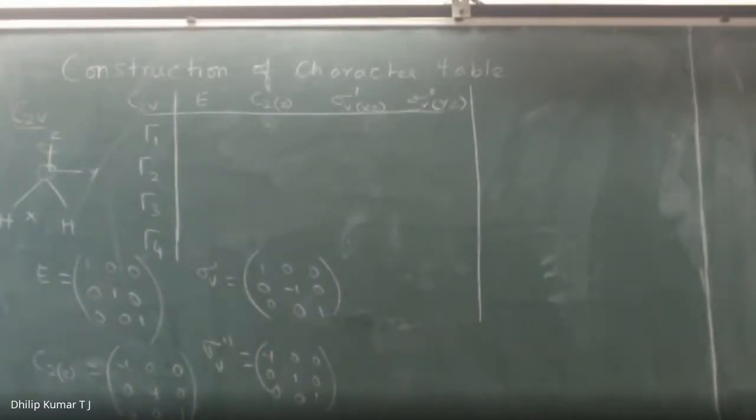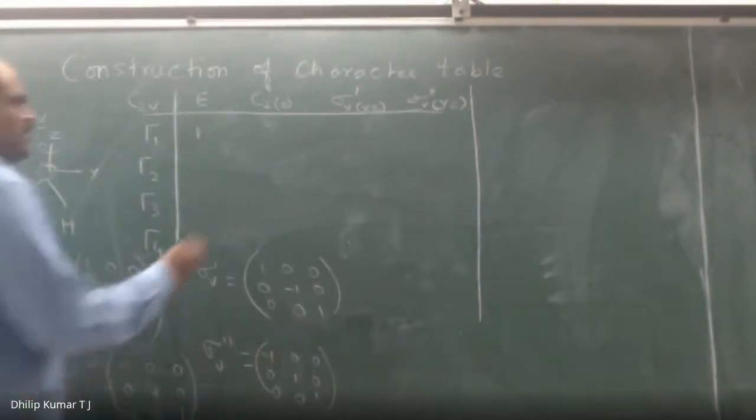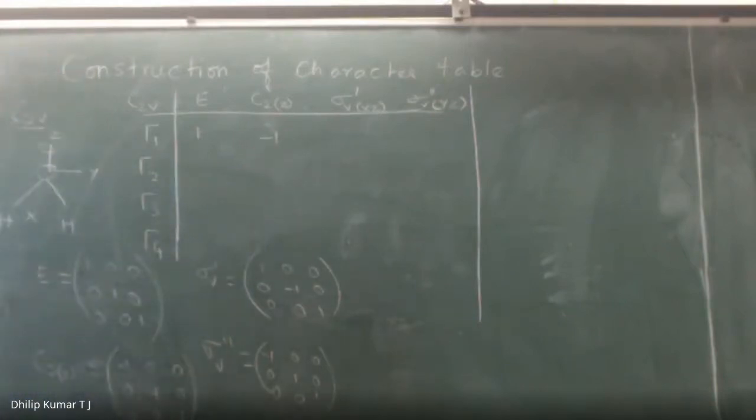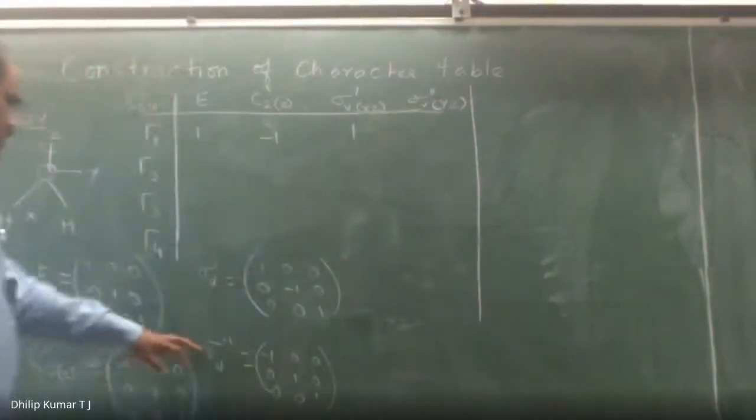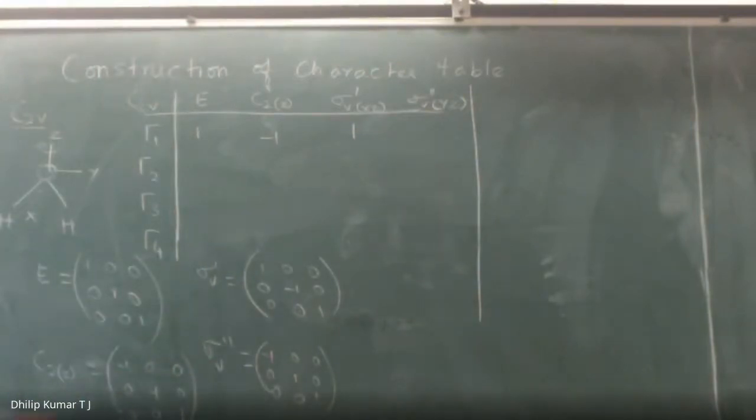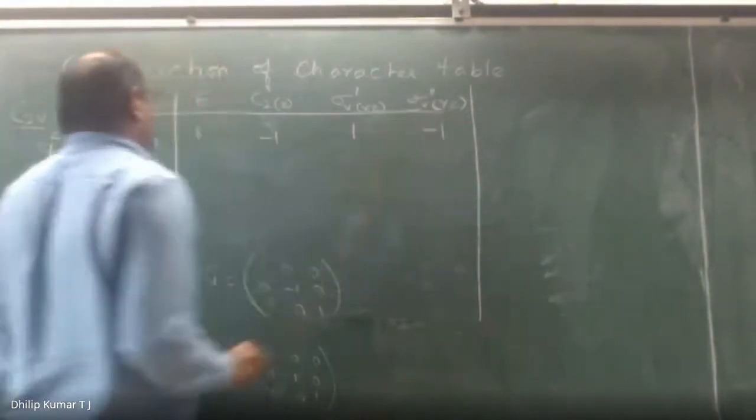And then, from the Cartesian coordinates, we can see there could be only 3, right? So 3 we can define. From this matrix, you can write, this is x, y, z. For E, x is 1. For C2, x is -1. For sigma v prime, x is 1. And for sigma v double prime, again x is -1. So this is the first one.